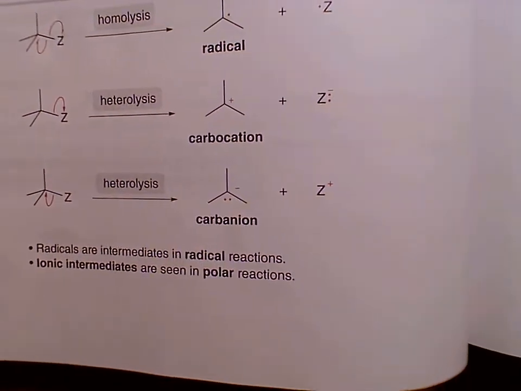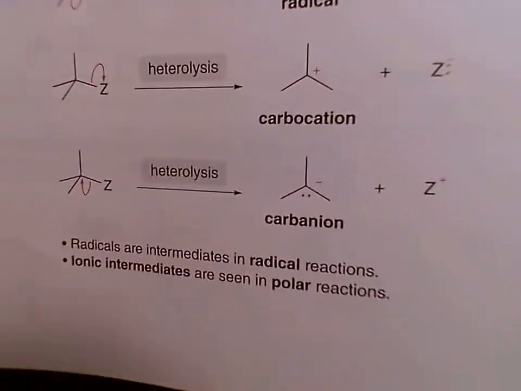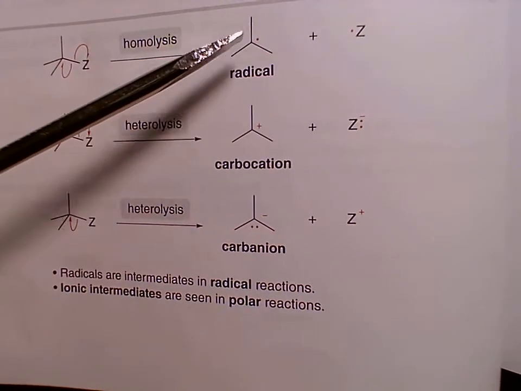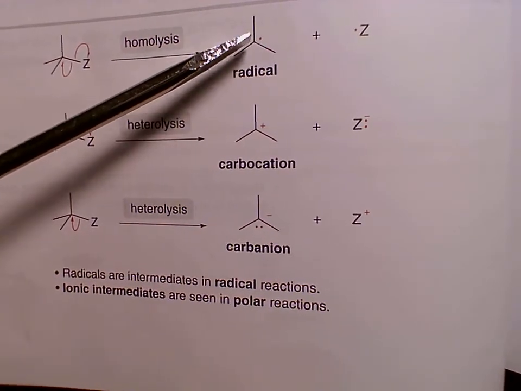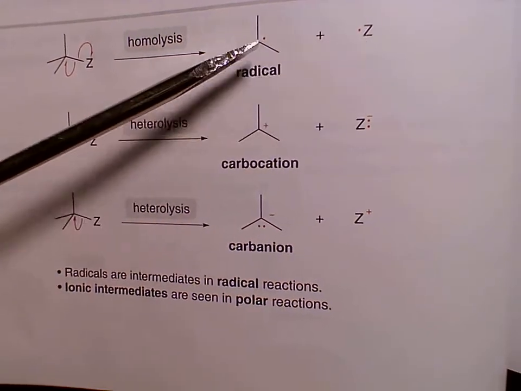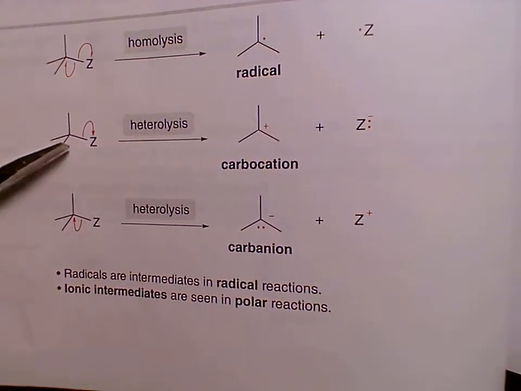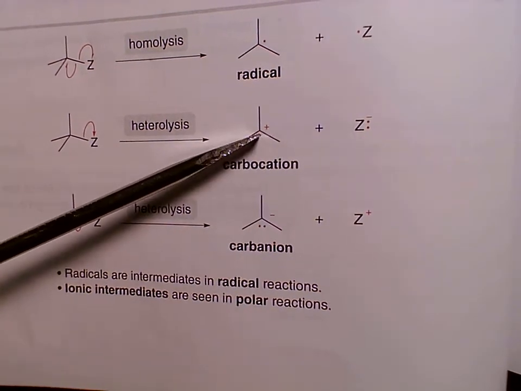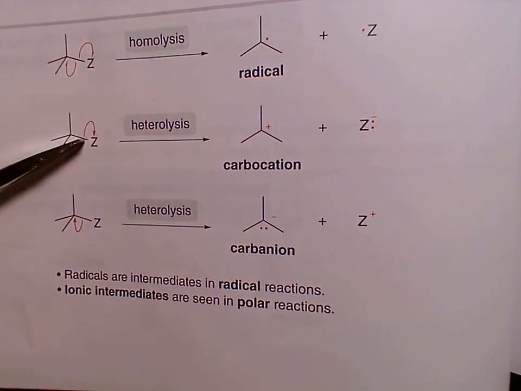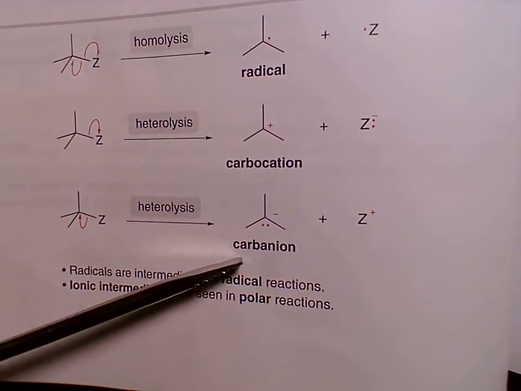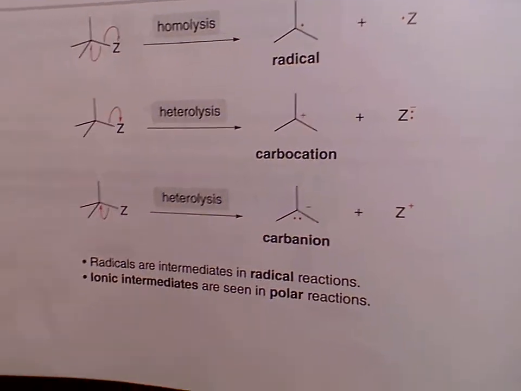All right. You do note our homolytic bond breaking, you get a radical, because when you have just one electron on a carbon atom or on Z, an unpaired electron, we call those radicals. When you do heterolytic bond cleavage, you can get a carbocation if both electrons go to Z. If both electrons go onto the carbon, you get a carbanion.